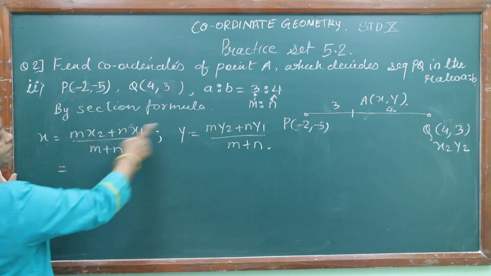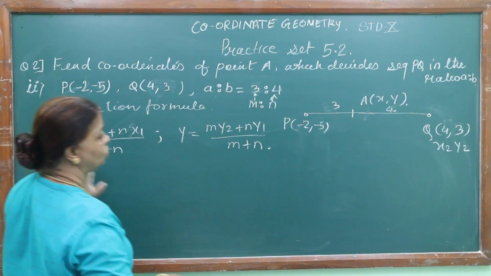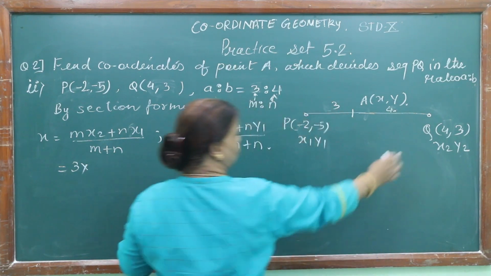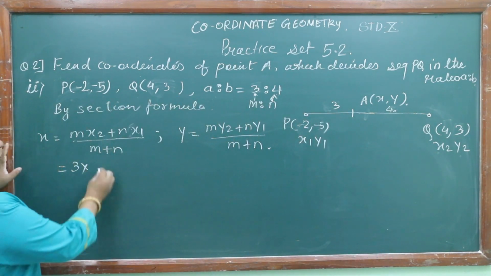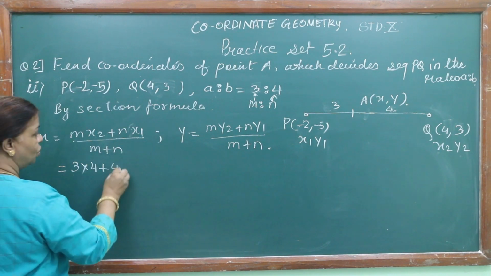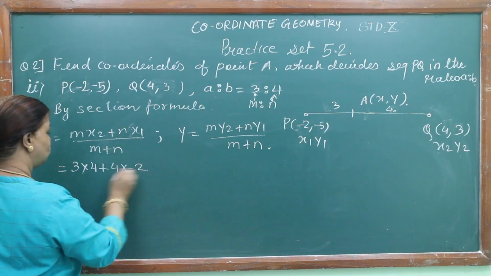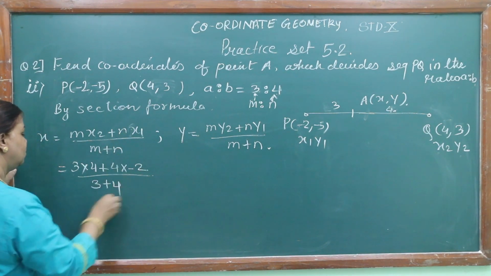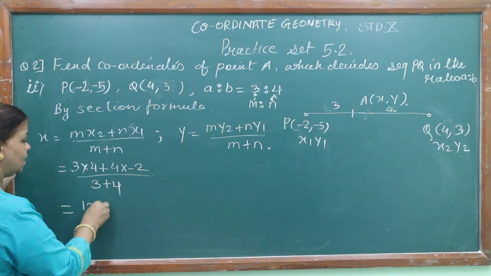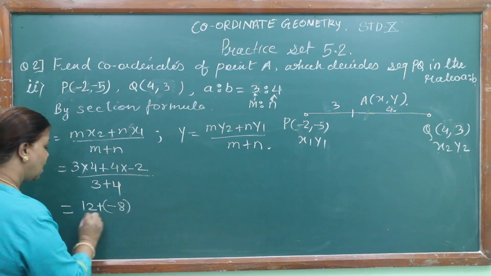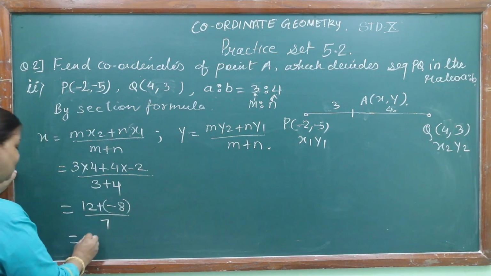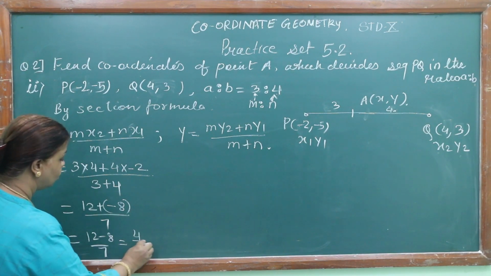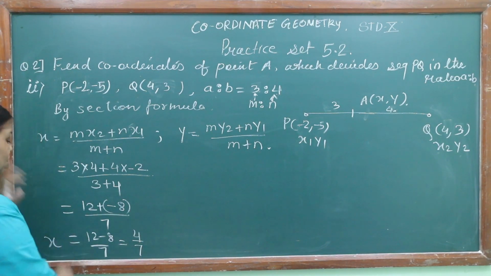Let us place the value. m is 3 into, minus 2, minus 5 is x1, y1, and this is x2, y2. So x2, 3 into 4, children, plus n. n is how much? 4 into x1. x1 is how much? Minus 2, upon m plus n. m is how much? 3 plus 4. 3 4s are 12 plus 4 2s are minus 8 upon 7, which is equal to 12 minus 8 upon 7, which is 12 minus 8 is 4 upon 7. So x coordinate we got 4 upon 7.